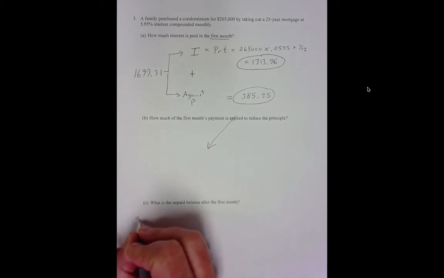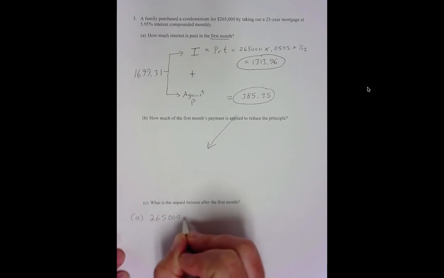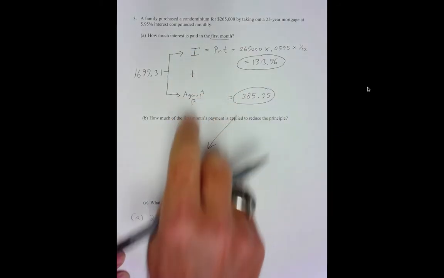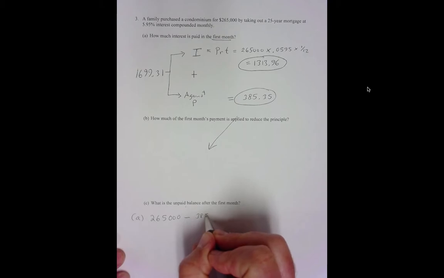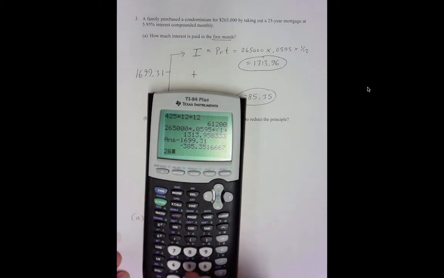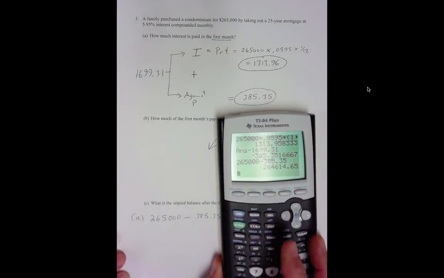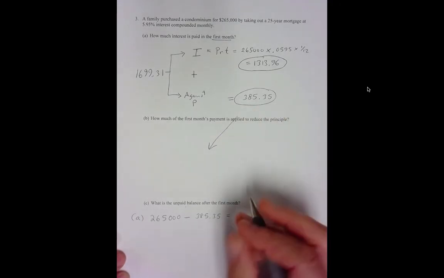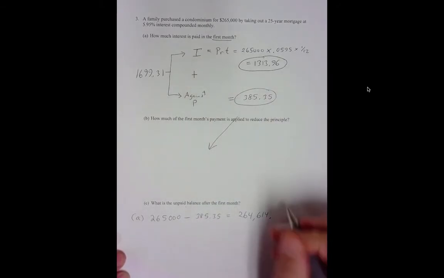Well, you can do this one of two ways. One thing you could do is take the $265,000 and subtract which one of these numbers? Well, clearly it's going to be this one, against the principal. So we've reduced the principal down to a whopping $264,614.65.